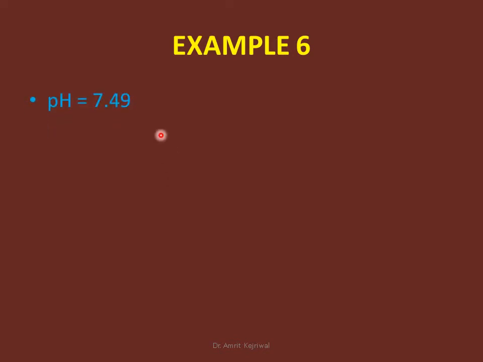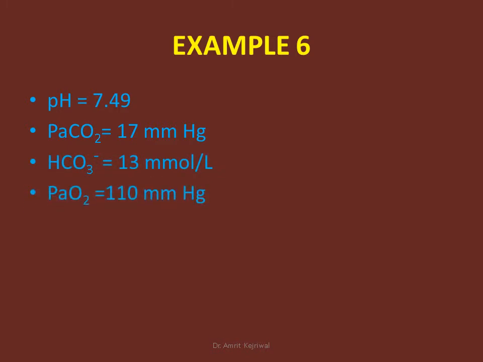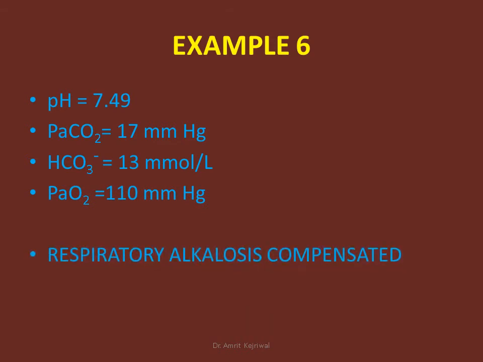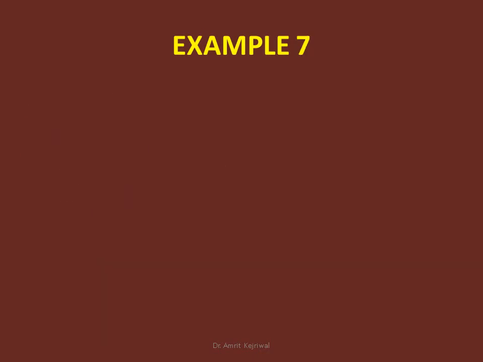Example 6. Here you get the pH 7.49, which is in favor of alkalosis. PaCO2 is 17, which is reduced. Bicarb is 13, which is again reduced. PO2 is 110, and this is in favor of respiratory alkalosis because the pH is in alkalosis and PaCO2 is also decreased.